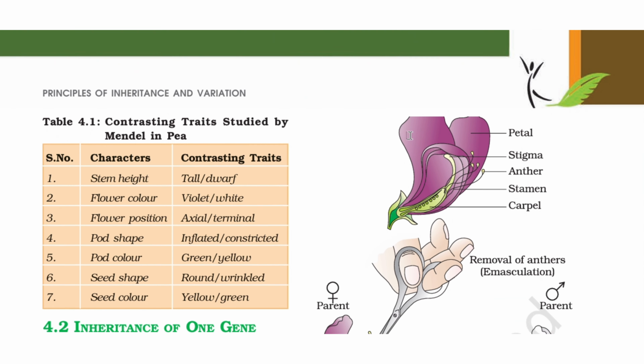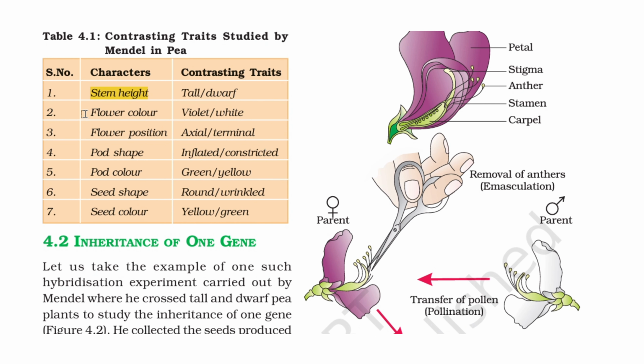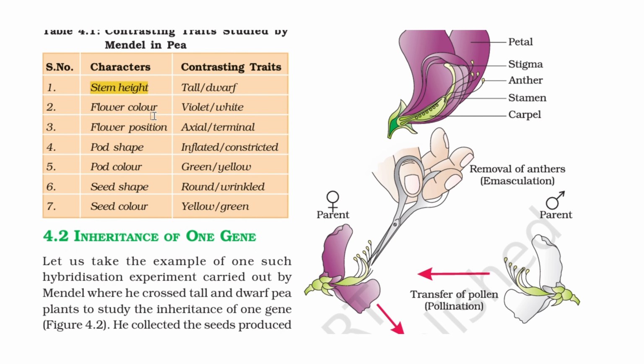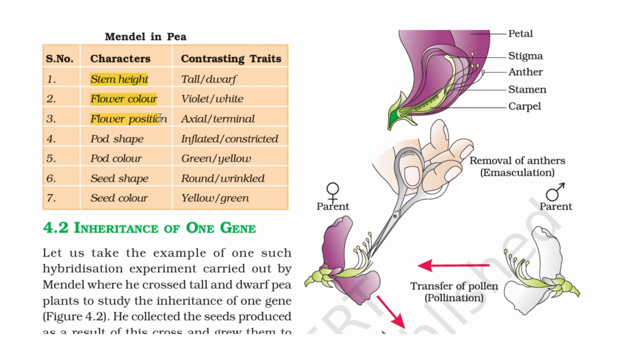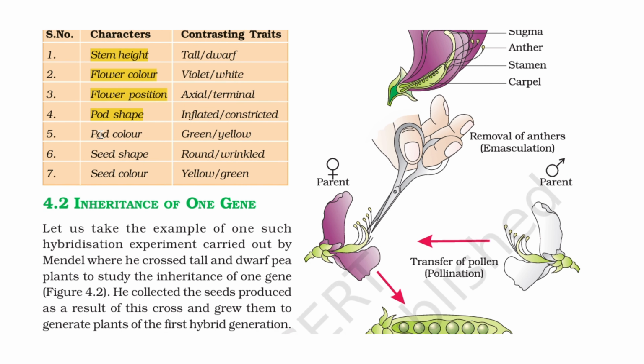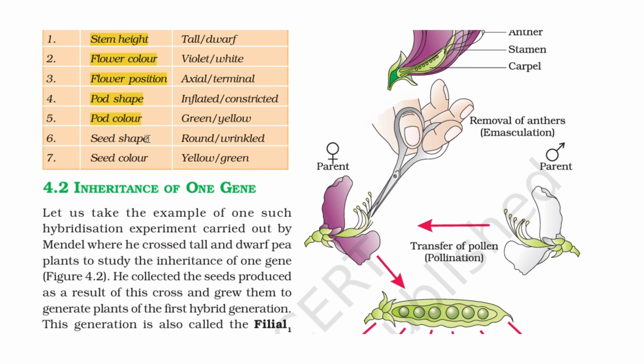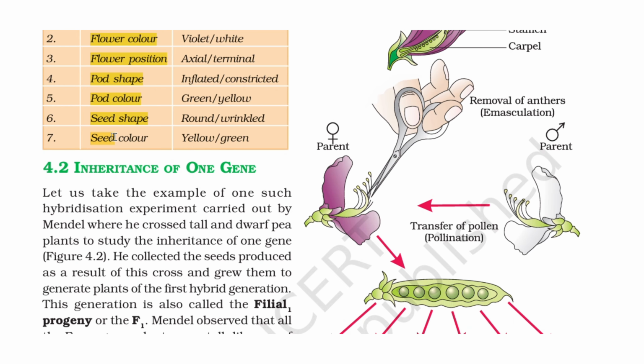Contrasting traits studied by Mendel in pea. 1. Stem height: tall or dwarf. 2. Flower color: violet or white. 3. Flower position: axial or terminal. 4. Pod shape: inflated or constricted. 5. Pod color: green or yellow. 6. Seed shape: round or wrinkled. 7. Seed color: yellow or green.